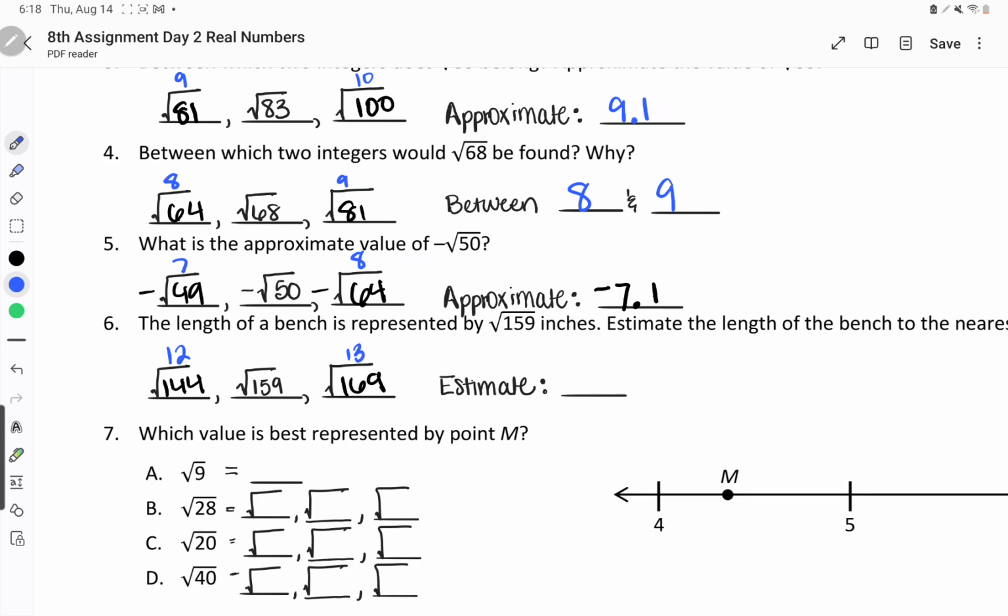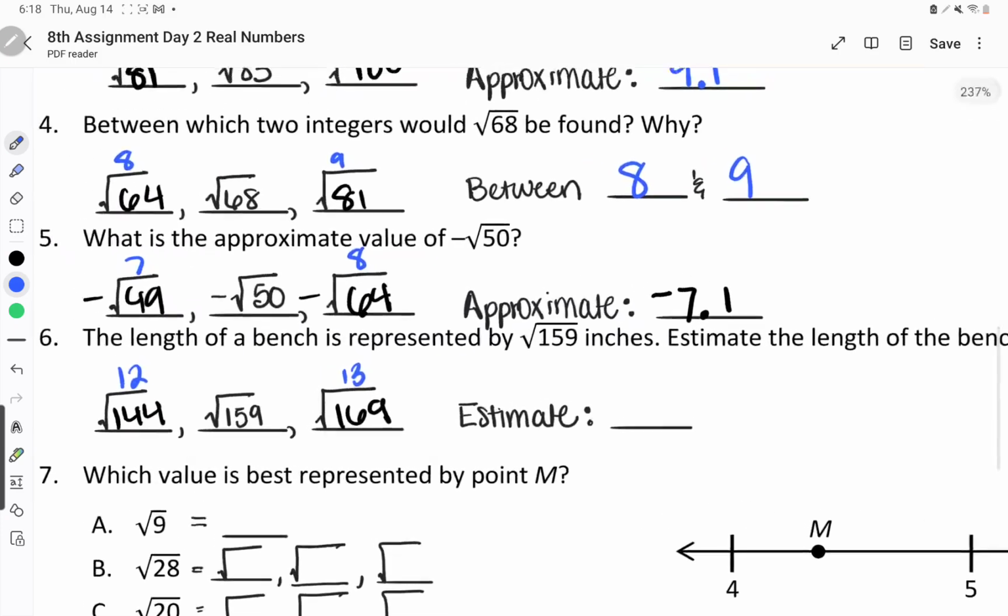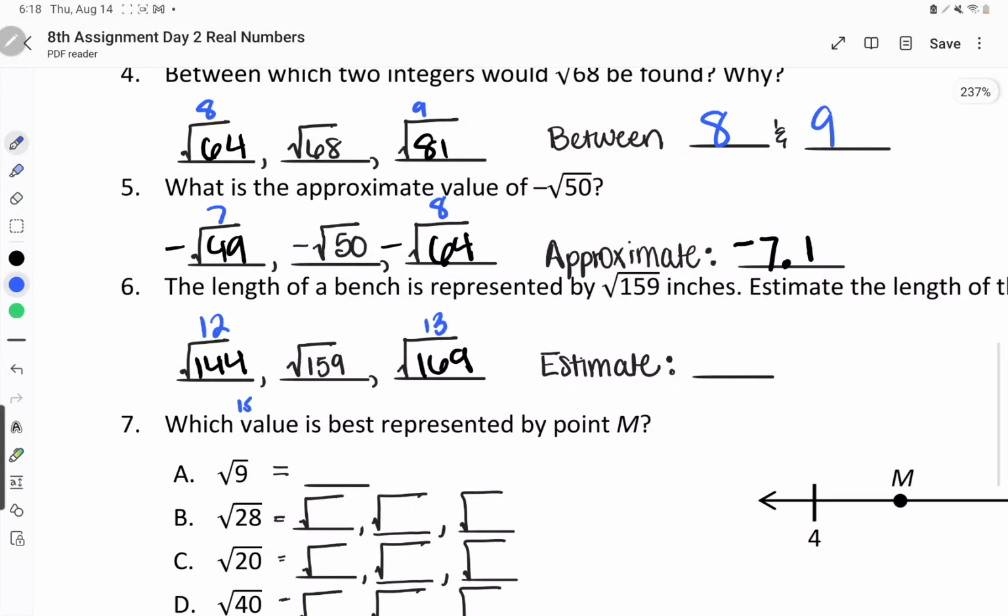Now, 159 is kind of almost smack dab in between. It is about 15 away from 144, and it's about 10 away from 169. So it's going to be a little bit closer to 13. So we'll say like 12.6 because it's a little bit closer. This one's 15 away, and then 13 is only 10 away, so it's closer here.